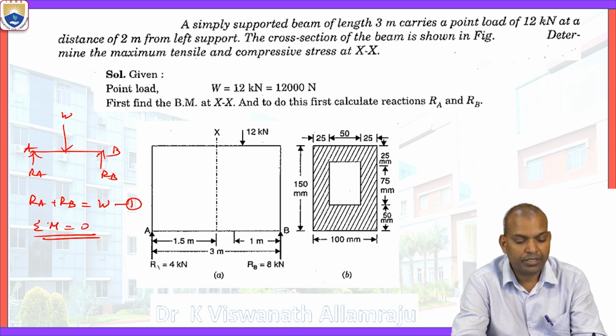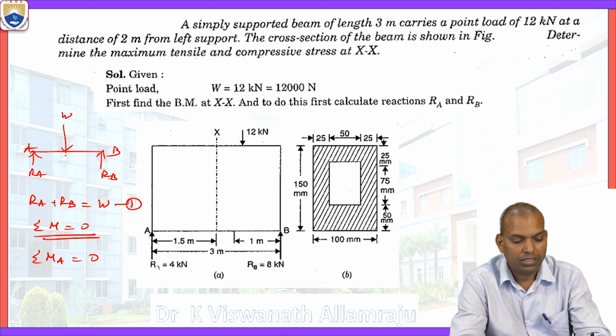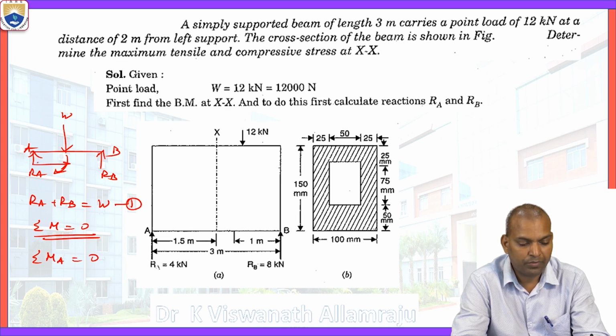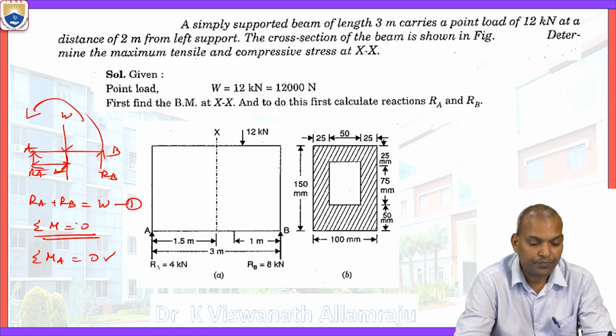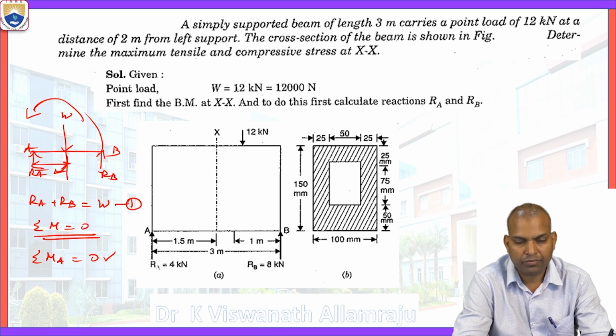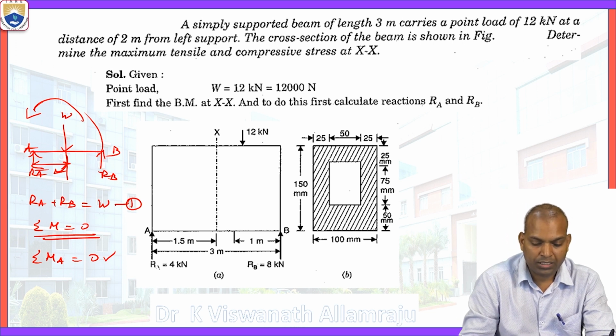Take moments about an arbitrary point, say sigma M about A equal to 0. Then W times the distance from support A to the line of action of the point load, and RB times the distance from A to reaction B. Thus we can calculate the reactions at A and B. After that we go for the bending moment equations using the sign conventions of bending moment. So let us begin.